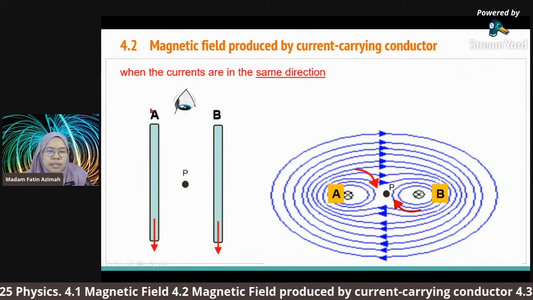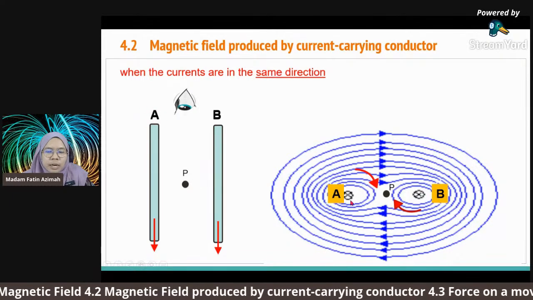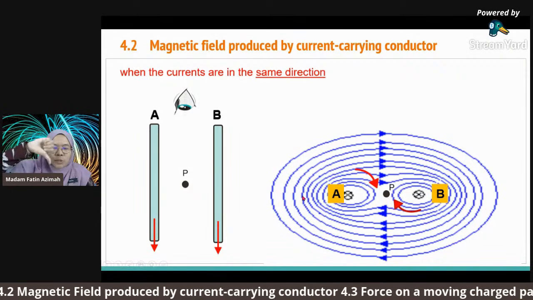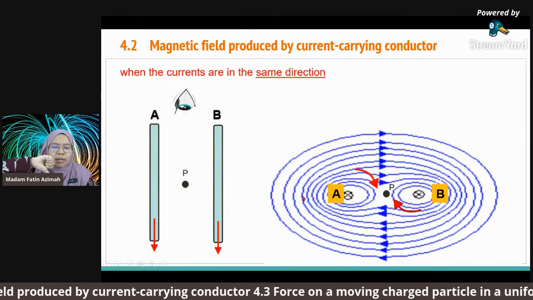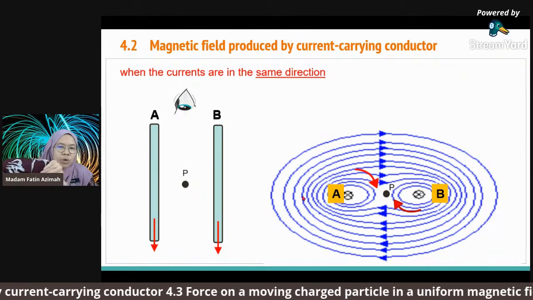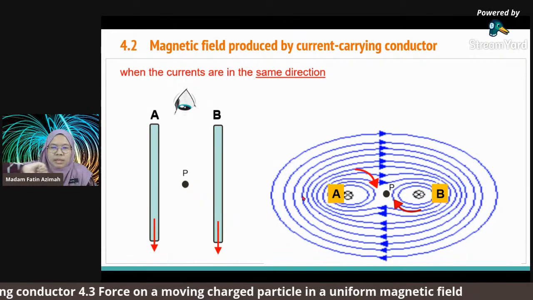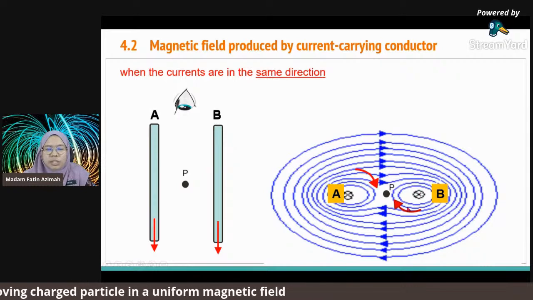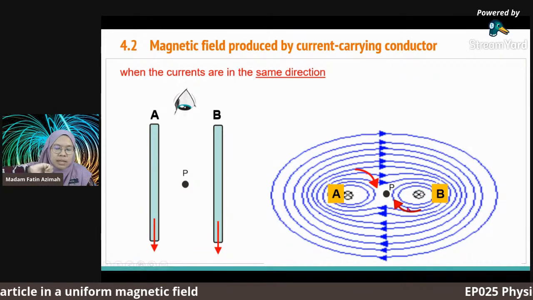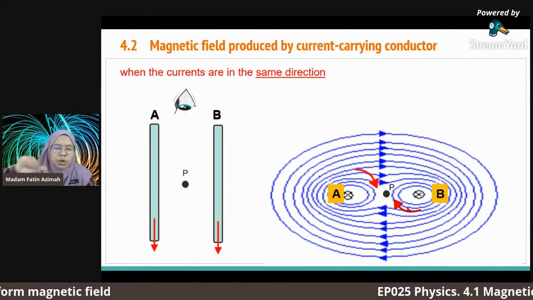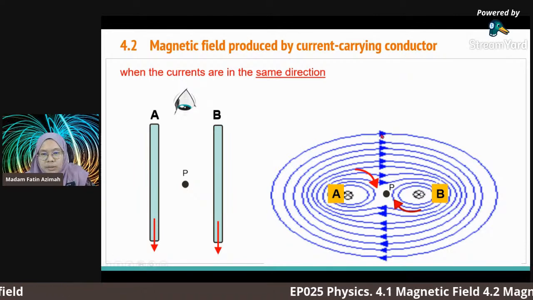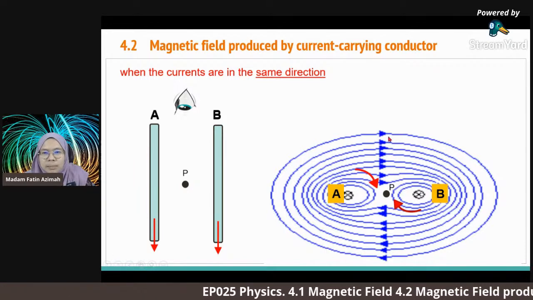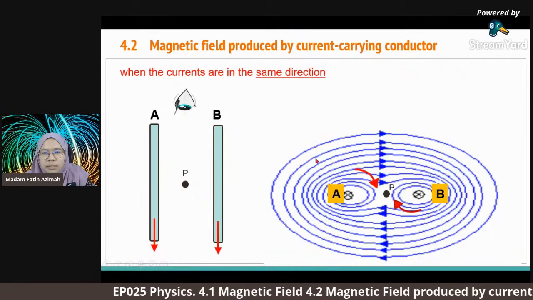Okay, so for wire A, your current is going down, so your thumb should be pointing down and the direction of the magnetic field is going clockwise. Okay, the same goes for wire B. Your thumb is pointing downwards and the magnetic field lines are going clockwise. Okay, so this is the pattern around the wires.